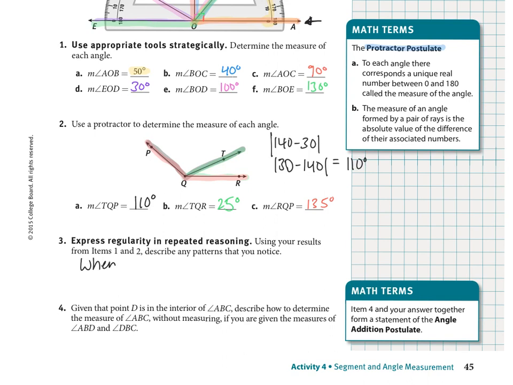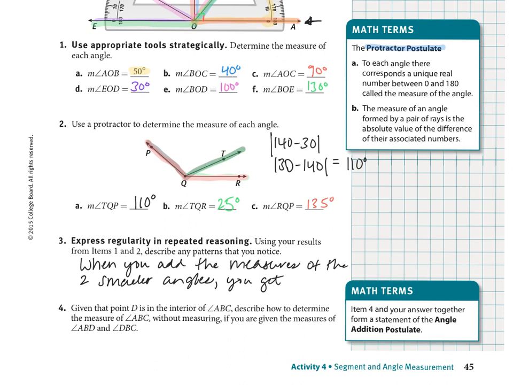So down here, we're going to say, when you add the measures of the 2 smaller angles, you get the bigger angle.